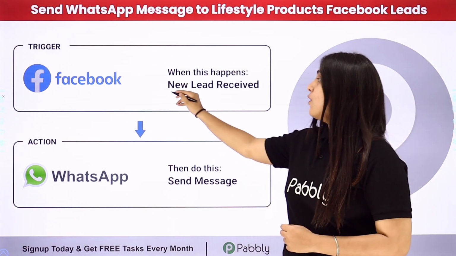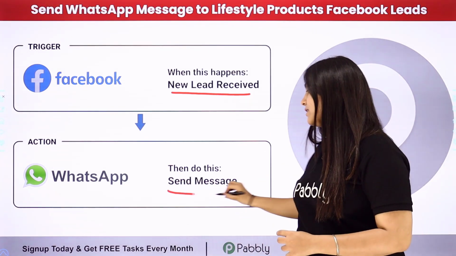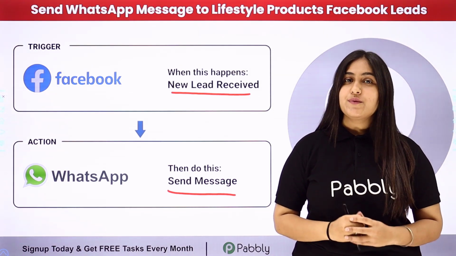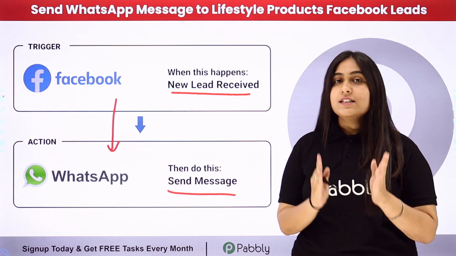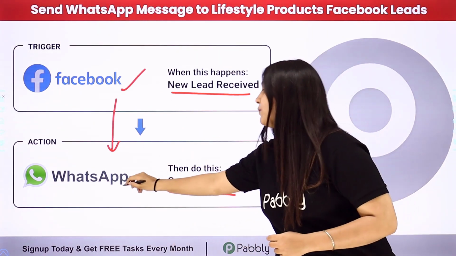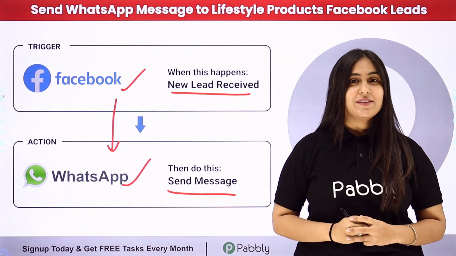In this case, I want that whenever a new lead is received, a WhatsApp message should automatically be sent to nurture that lead. To automate this process, we will use an automation software named Pabbly Connect, in which we need to connect a trigger and an action. Our trigger application will be Facebook Lead Ads and our action application will be WhatsApp Cloud API. To learn this process step by step, let me take you to my screen.